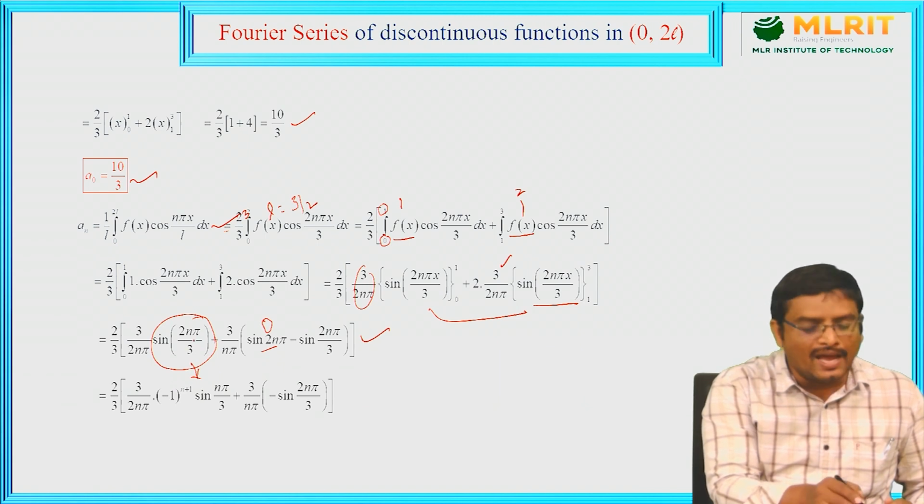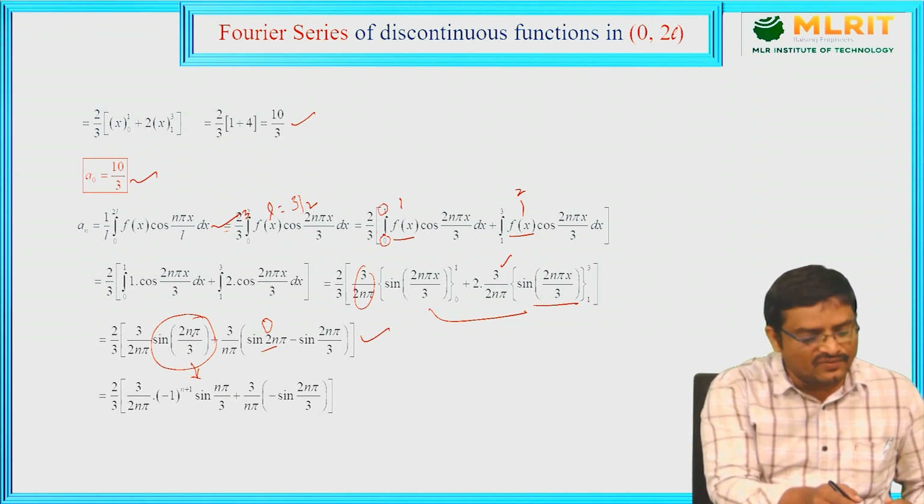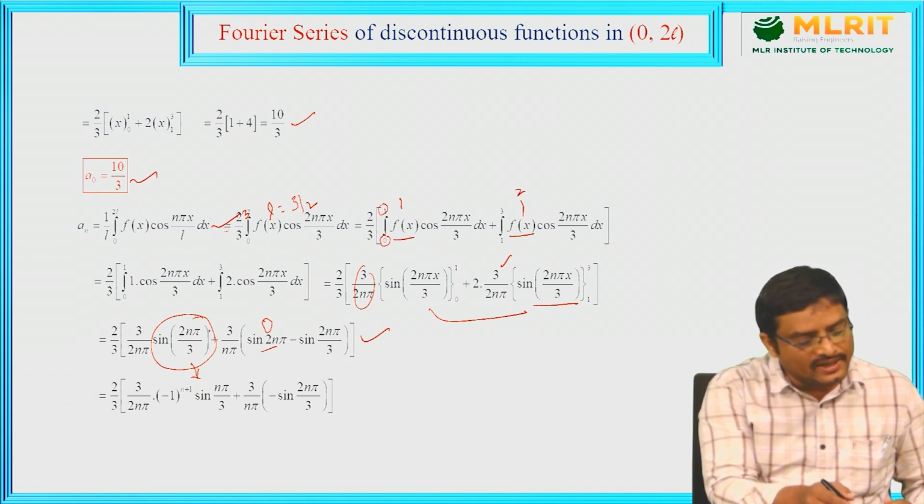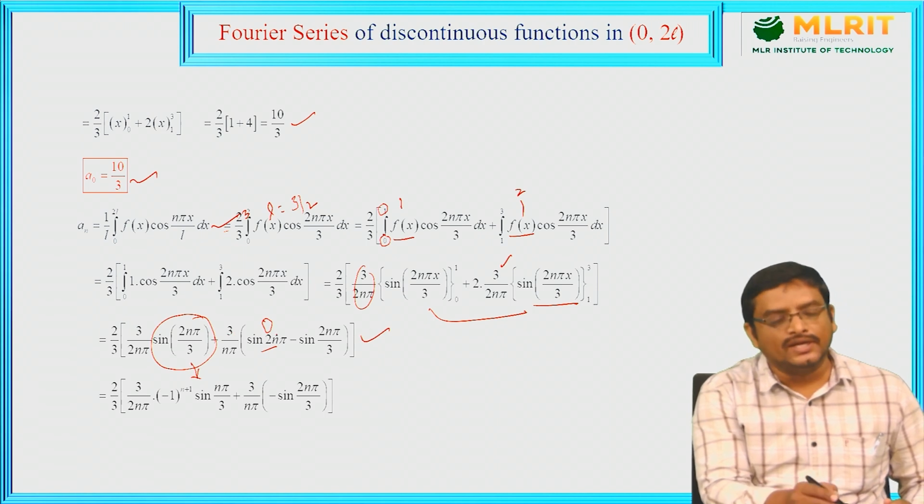In general I have substituted the different values of n. So n is equal to 1, n is equal to 2, n is equal to 3.